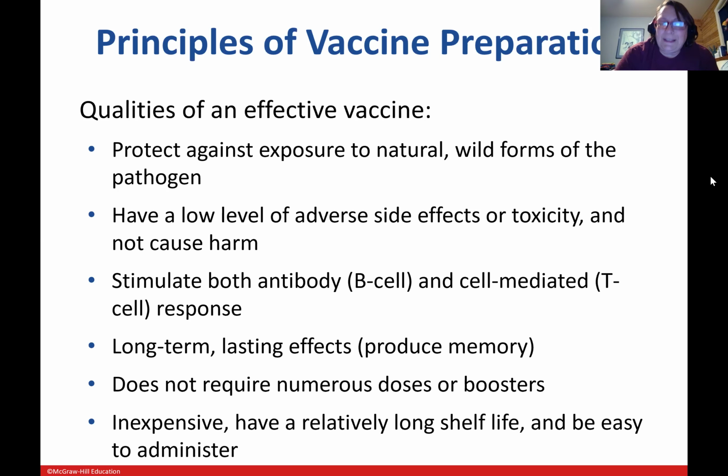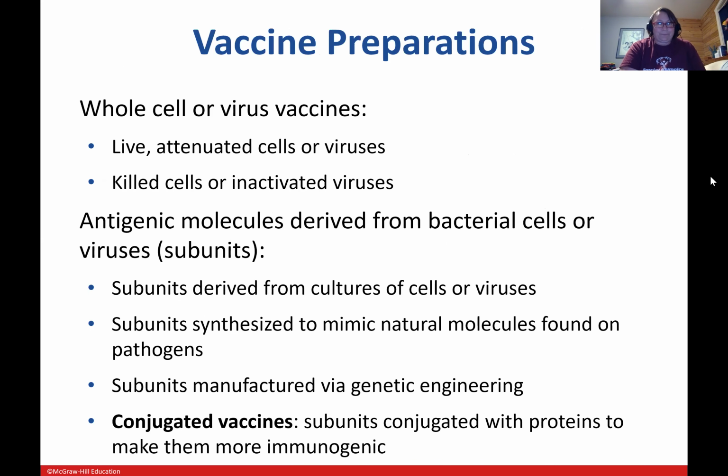You want it ideally to stimulate both an antibody or B cell response as well as a cell-mediated or T cell response. You want long-term lasting effects. In other words, it produces memory cells. And ideally, it would not require a whole bunch of doses, and it wouldn't require booster shots throughout life. And of course, you want it to be inexpensive. You want it to be able to sit on the shelf for a really long period of time and make it easy to administer. Okay, so that's the ideal vaccine.